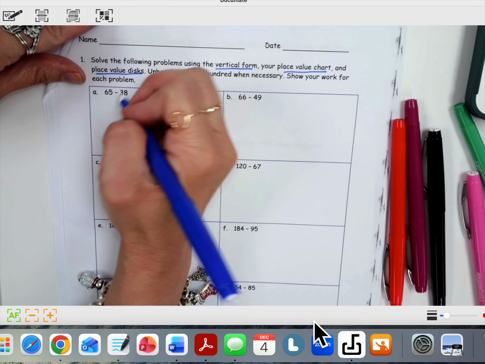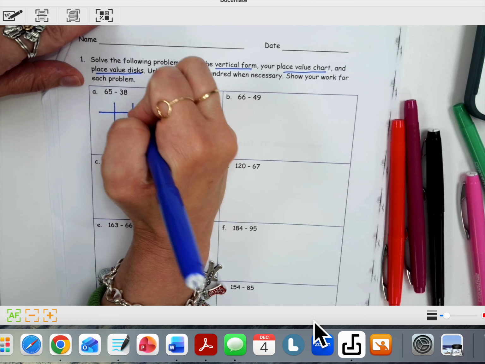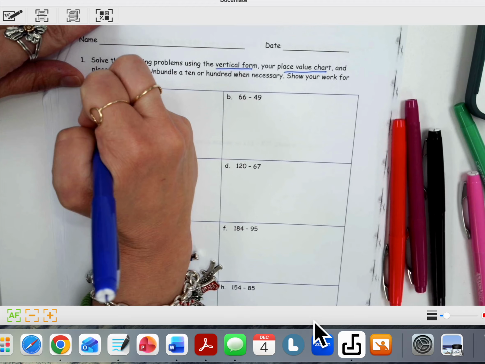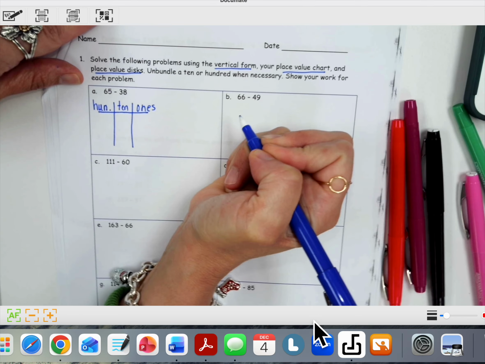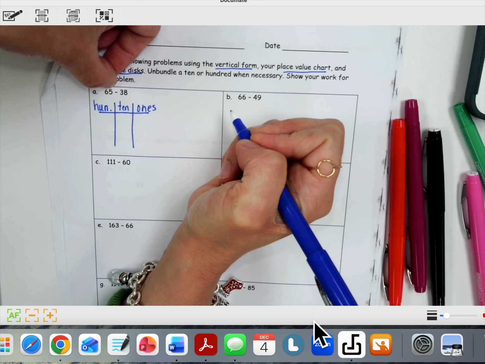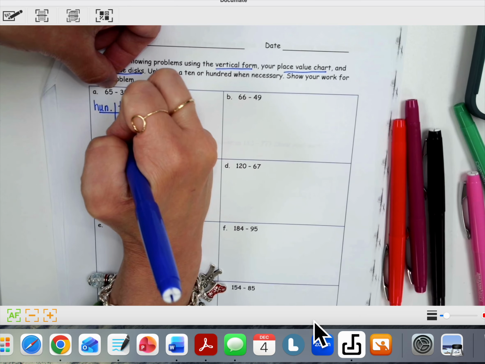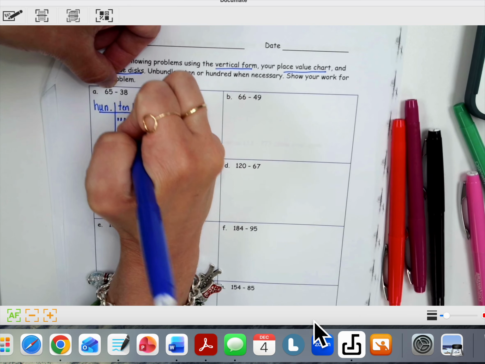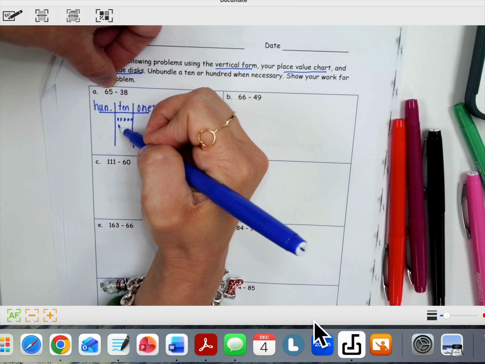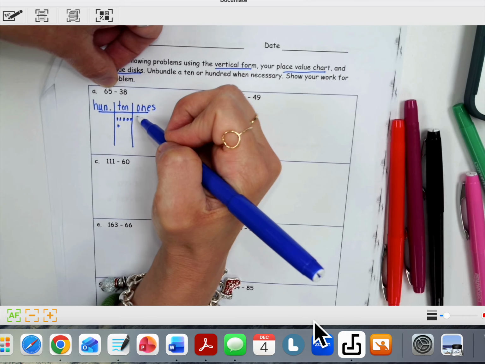Okay, so first of all, for 64 minus 38, you're going to make your place value chart: ones, tens, and abbreviate hundreds, HUN. The number that we're going to make with our discs is 65. So we're going to put 6 tens: 10, 20, 30, 40, 50, 60. And I encourage the kids to put 5 on top and 1 on the bottom, in a 10 frame way, just to organize their discs.